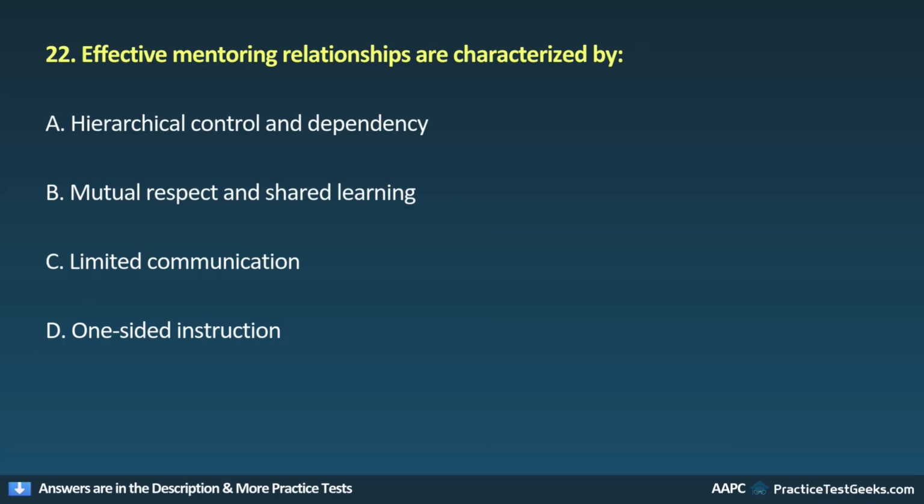22. Effective mentoring relationships are characterized by A. Hierarchical control and dependency. B. Mutual respect and shared learning. C. Limited communication. D. One-sided instruction.